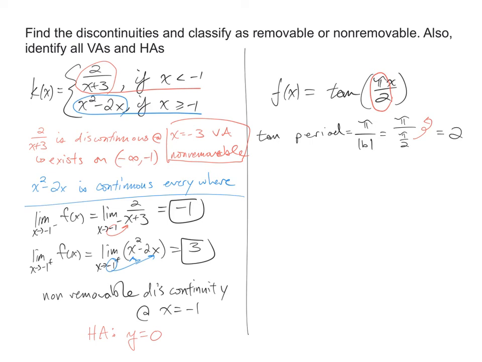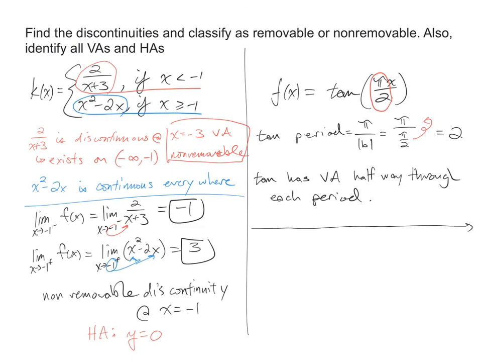Also, with a tangent function, there is a vertical asymptote halfway through each period. So given that information and some sort of number line here, we'll start it at 0. We'll go to 2, we'll go to 4, we'll go to -2, we'll go to -4.